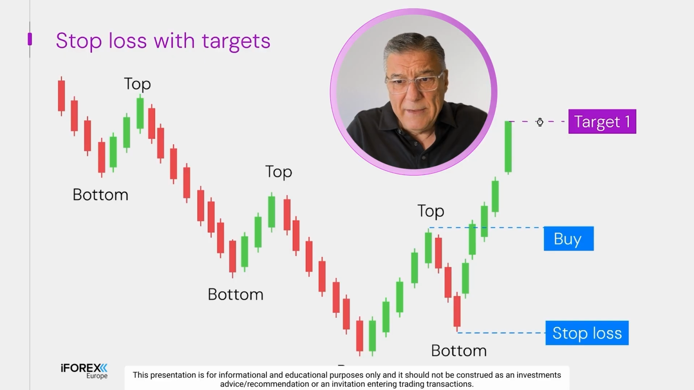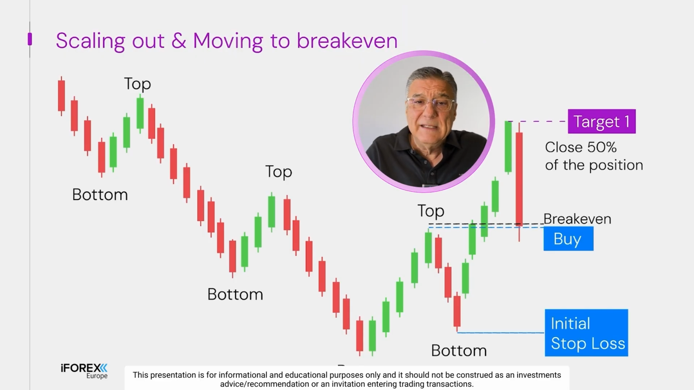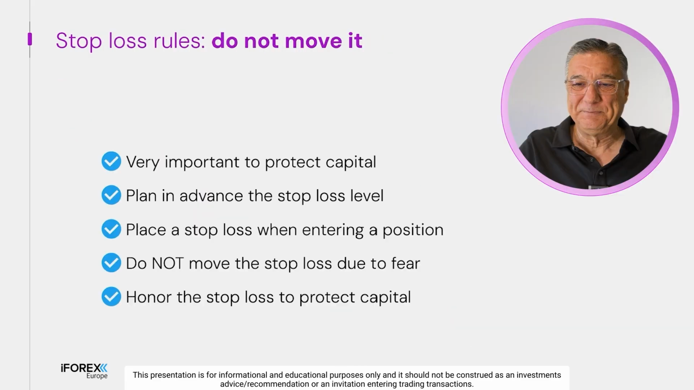So another variation of this is that we can close 50% of our position at target 1 and then move our initial stop loss to our entry, so we have a break-even point if and only if the market moves against us, right? So this way we can safeguard our profits and our capital.